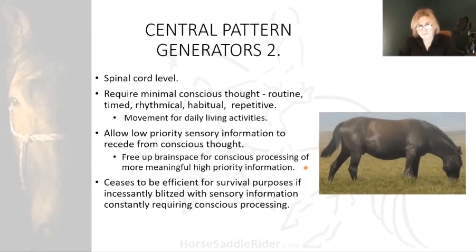And it wouldn't be efficient for survival if the brain was incessantly blitzed with sensory information, constantly requiring conscious processing. So this horse can go from grazing to sprinting without having a reflective conversation with itself as to how it can move from halt to sprint. In seconds, it just does it. And that's because central pattern generators are there to facilitate that. And if they didn't have central pattern generators, they simply wouldn't survive.